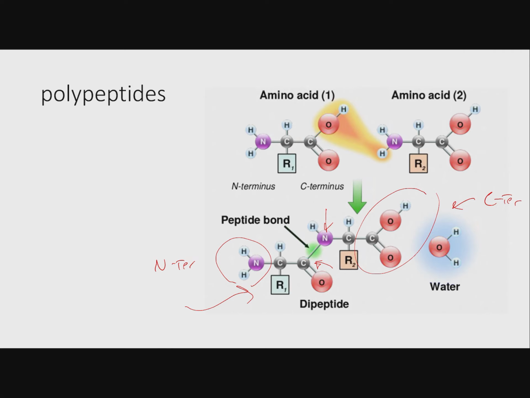Okay, so function is dependent on structure, and the string of amino acids has to fold into a specific 3D shape, or conformation, in order to make a functional protein, or an enzyme, or a structural protein. And so the folding of polypeptides into their functional forms is essentially the next topic that we're going to go over.